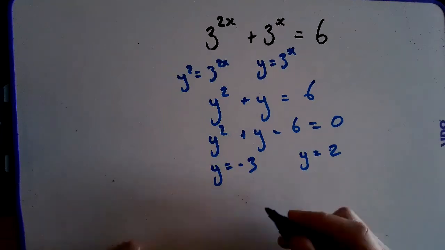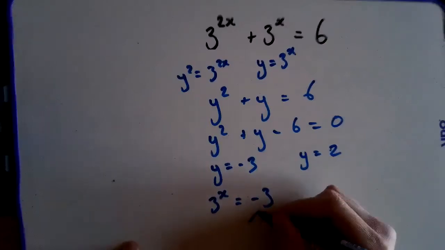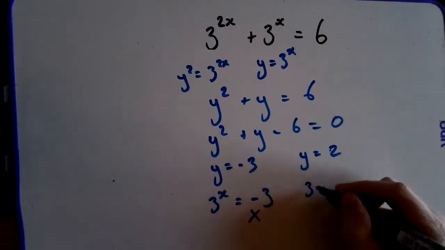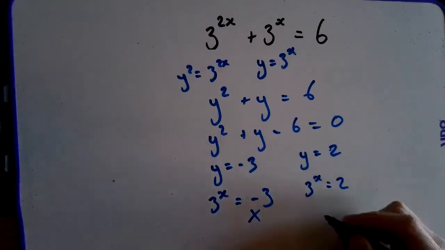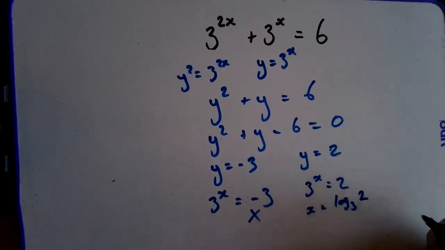So y is 3 to the x. So 3 to the x is minus 3. Well, that can never happen. Yeah, 3 to the x, or a positive number to the power x, is always positive. Or 3 to the x is 2. So I can get x is log 3 of 2.